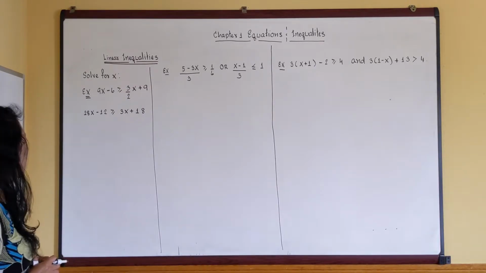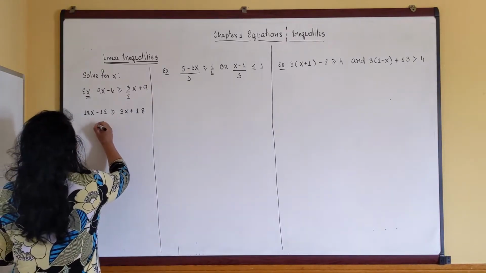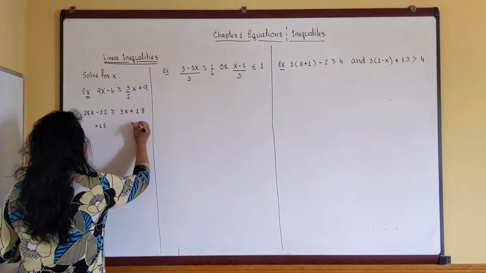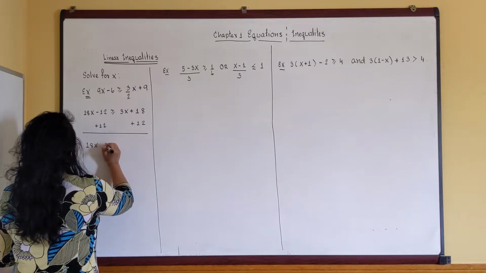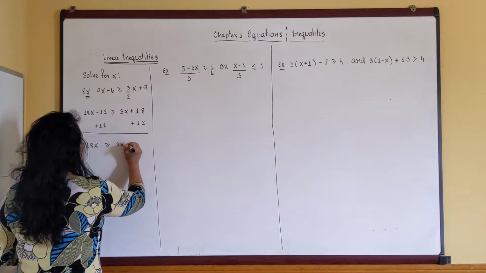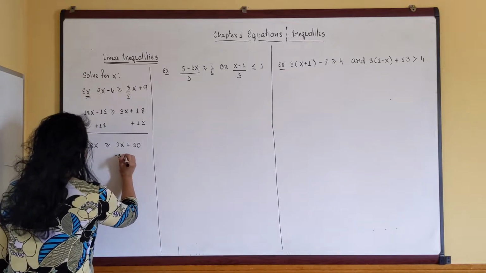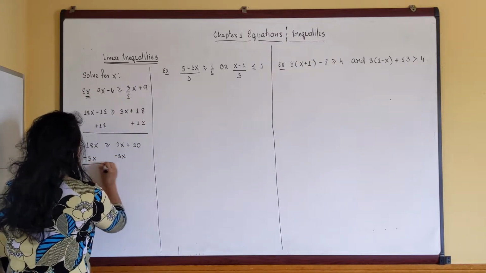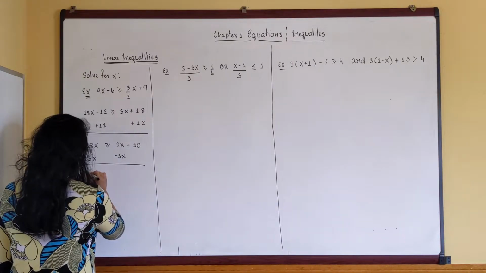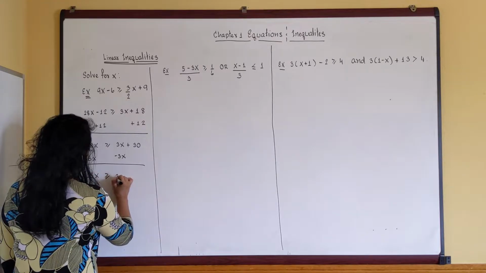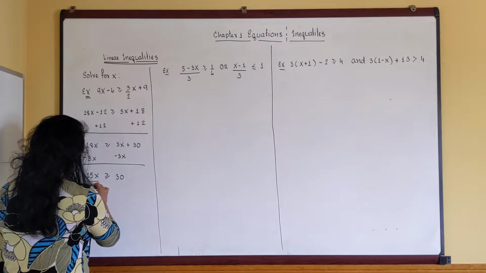solve like equal. Next step I'm going to try to keep my x on the right hand side, so I'm going to add 12 to both sides. I would have 18x greater than or equal to 3x plus 30. And then I will subtract 3x from both sides. Now you subtract a positive number, you don't have to reverse the inequality either. So I end up with 15x greater than or equal to 30. I want to have x by itself, so I divide both sides by 15.